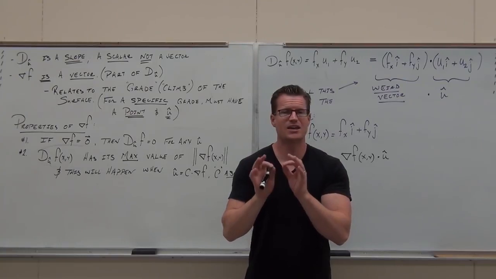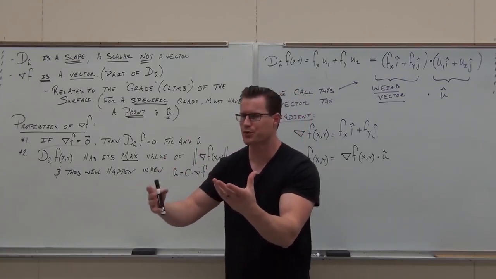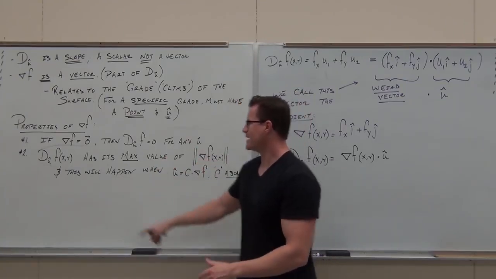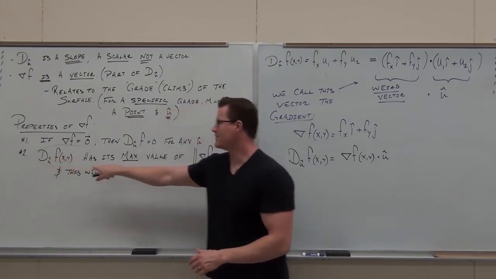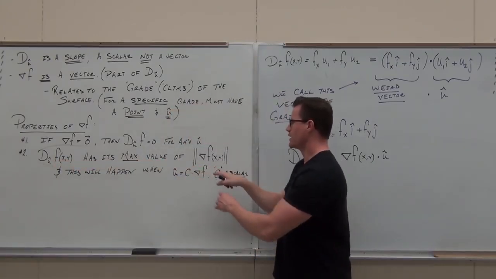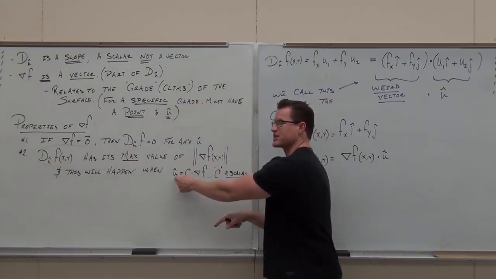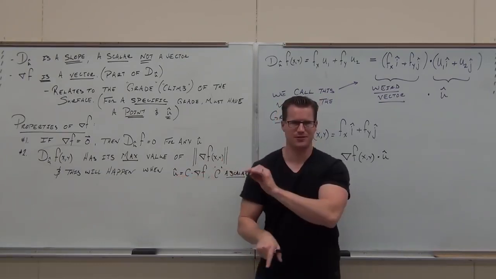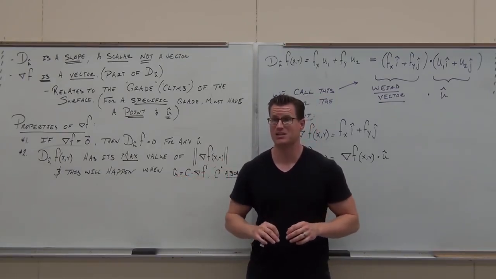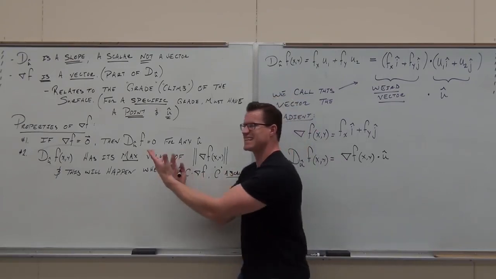Does that make sense? Here's the whole statement then. I'm going to prove it in a second. It's not a hard proof. It says this is going to have its maximum value when the unit vector is going the same direction as the gradient vector. That's when you're going to get the maximum slope of your surface. That's what this says in English.